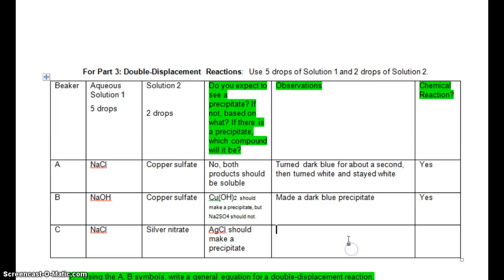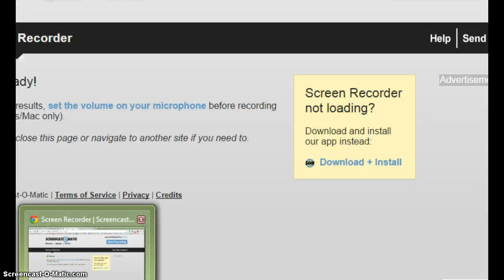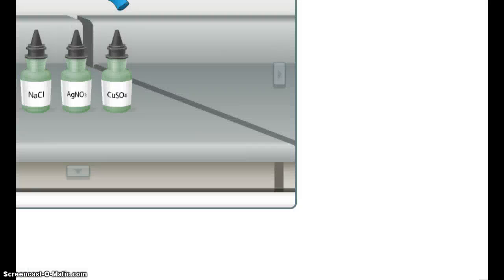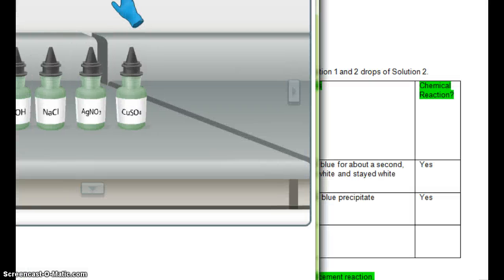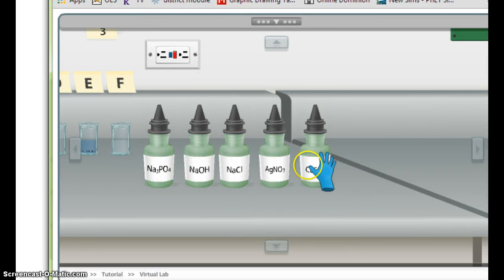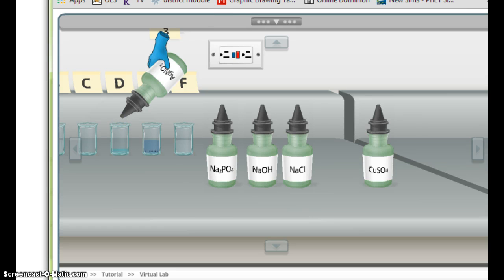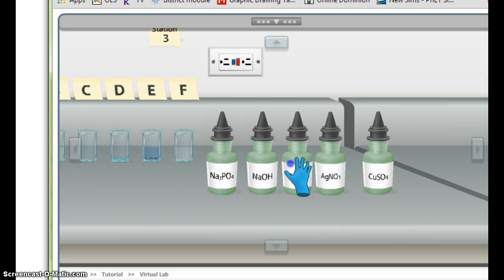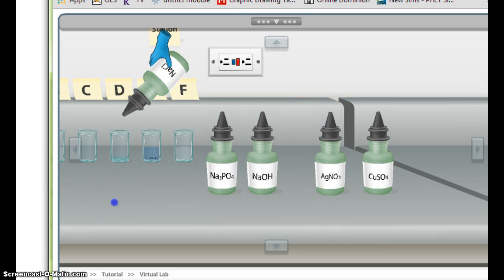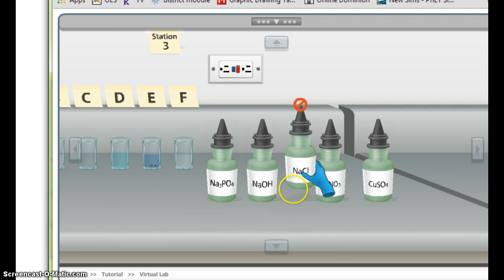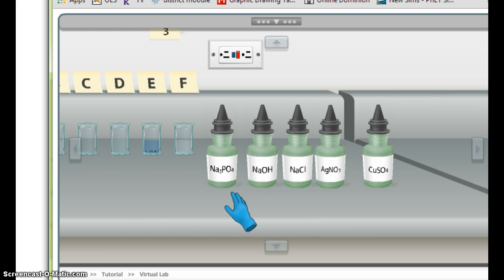All right, well, let's check it out. So 5 drops of the first one. That was my silver nitrate. We'll go over here. And my NaCl. 1, 2, 3, 4, 5. I can't remember if I put 5 in. That's all right. And we'll let it sit there for a second.